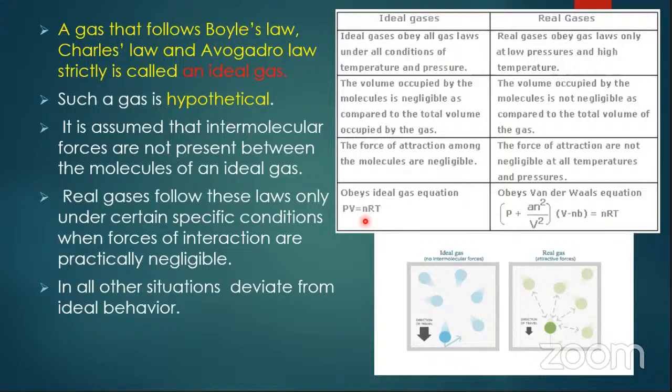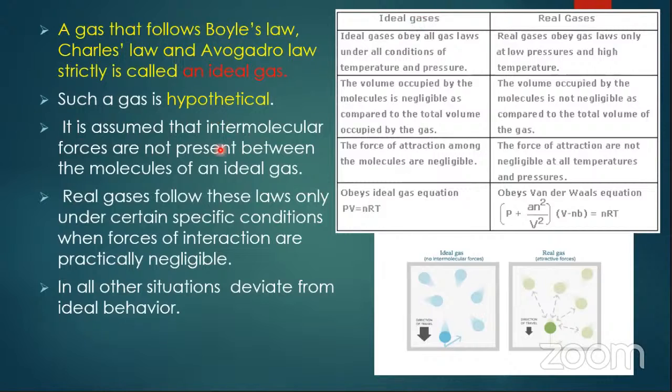The actual gases are called real gases. They are called real gases because they deviate from the ideal behavior, and that really happens. A gas that follows Boyle's law, Charles law, and all the laws is called an ideal gas. Such a gas is hypothetical, meaning imaginary. A real gas can behave as an ideal gas only at certain temperature and pressure conditions: at low pressures and medium or high temperatures, real gases behave as ideal gases.